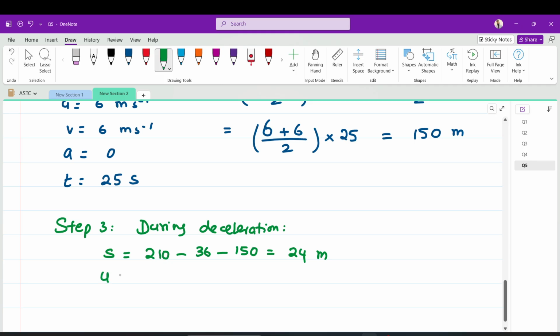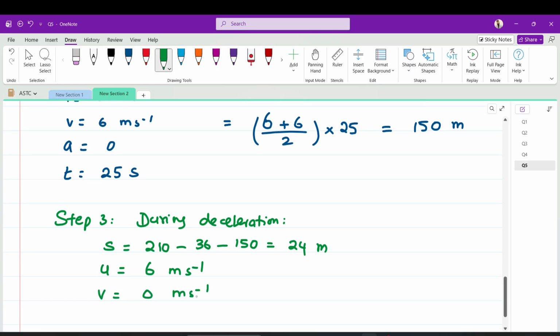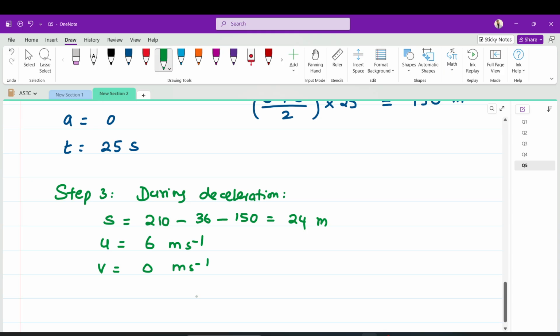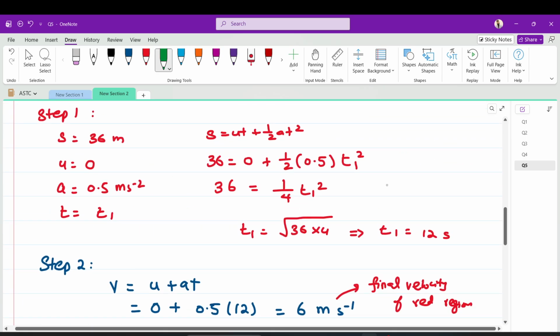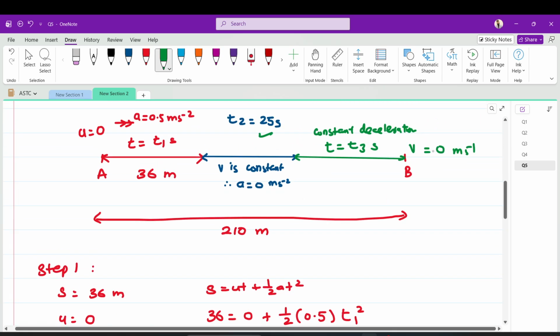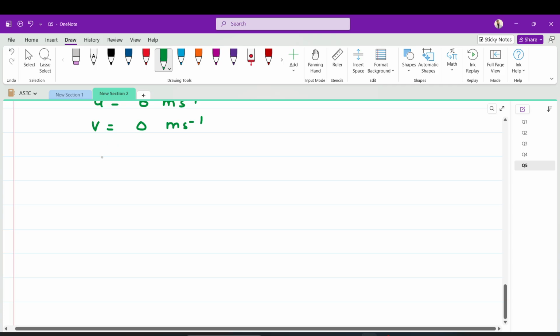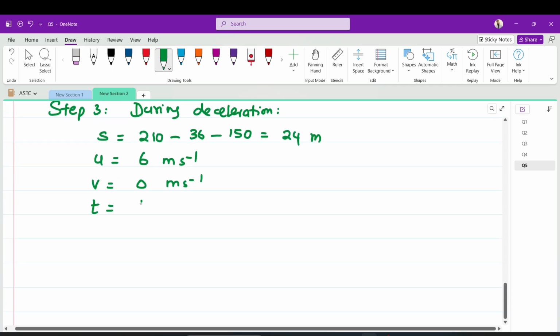Okay. The initial velocity will be the velocity that we found in the blue region, which was 6 meters per second. Final velocity is going to be 0 because the cyclist comes to rest at point B, right over here. So the final velocity is 0. All right. Finally, T will be T3. So now we see why it was important to work out the initial velocity and displacement, because now we are able to work out what is the time.